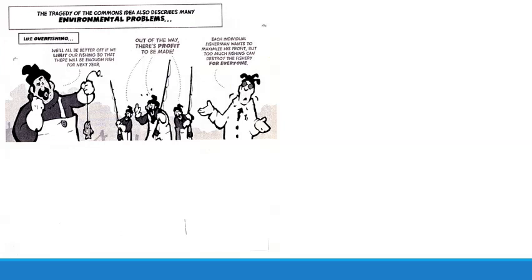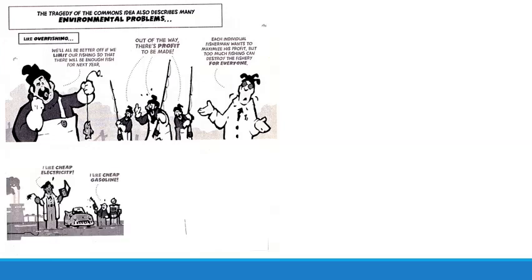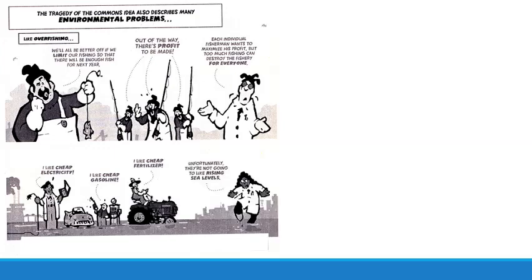And that's the ideal case, that you've got one person that can ruin it for everyone, because that one person is just focused on their own self-interest. You know, down here, I like cheap electricity. I like cheap gasoline. I like cheap fertilizer. Unfortunately, they're not going to like rising sea levels. And we look at these kinds of things that are happening. You know, we like this, we like this, we like this. Well, what kind of damage is being done in our effort to gain access to those? And that's that self-interest issue.